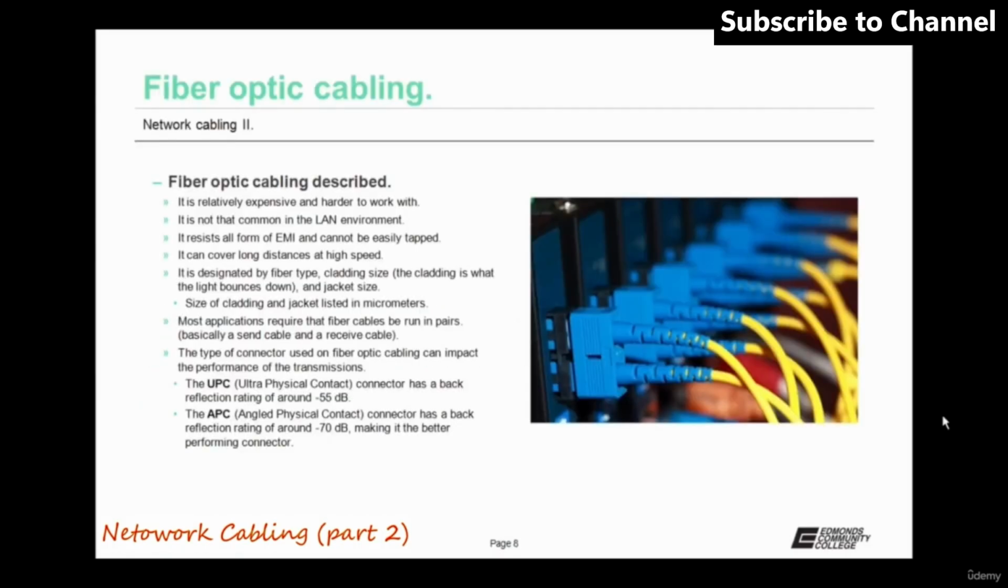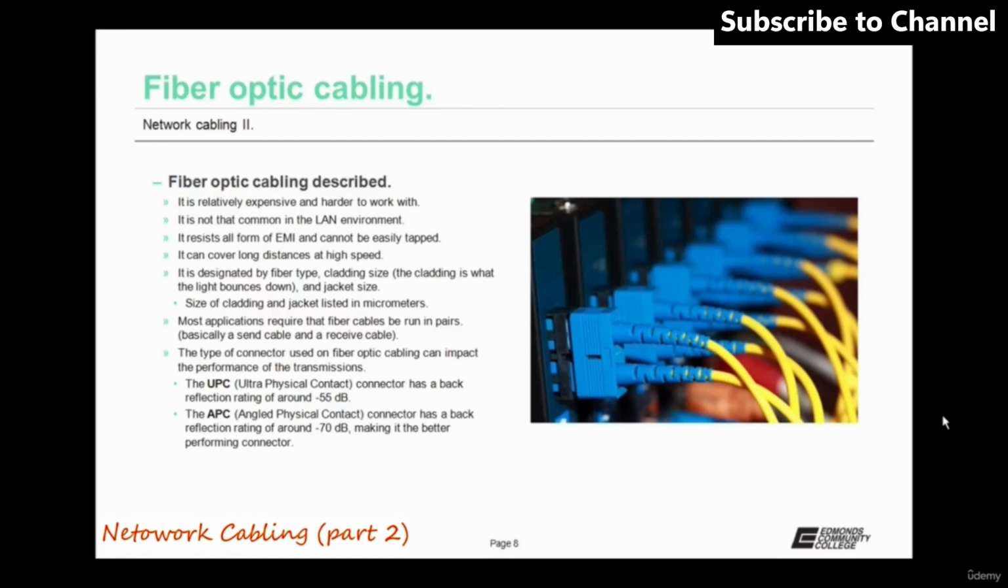So now let me describe fiber optic cabling. First off, it's relatively expensive and harder to work with than with other types of network cabling. It's not as common as other types, either coax or twisted pair, in the LAN environment. But it can resist all forms of electromagnetic interference, and it cannot be easily tapped into. That means it's harder for people to eavesdrop on your network transmissions. It also can cover long distances at high speed.